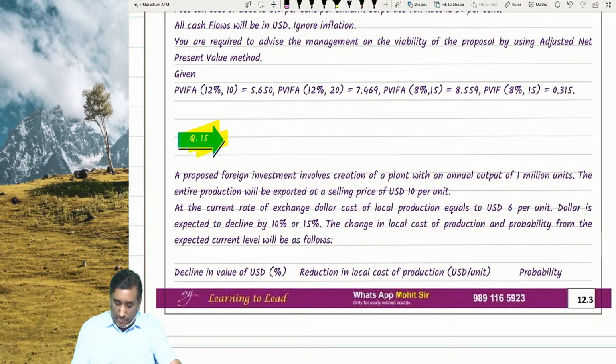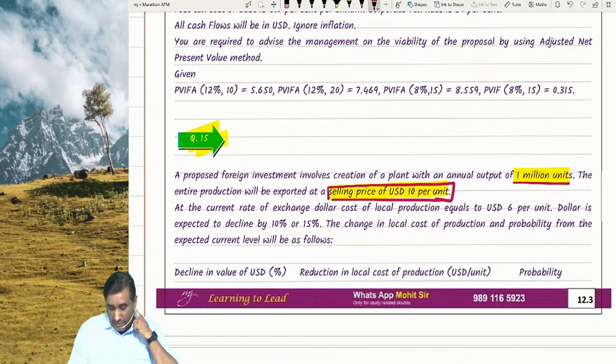the proposed foreign investment involves creation of a plant with additional annual output of 1 million units. The entire production will be exported at a selling price of $10 per unit. Keep looking at the proposed investment: creation of a plant, annual output 1 million units, selling price of USD 10. That is the data given. Which country we do not know. At the current rate of exchange, dollar cost of local production equals $6 per unit.